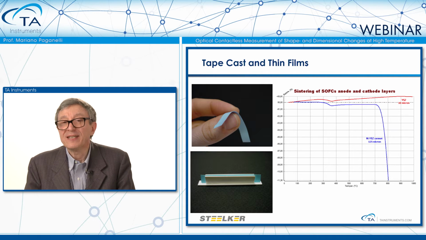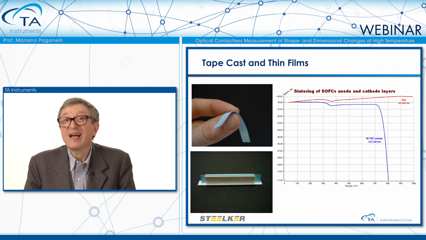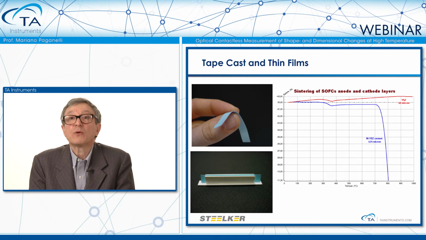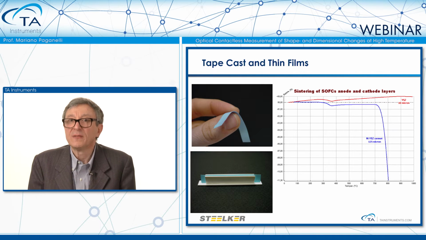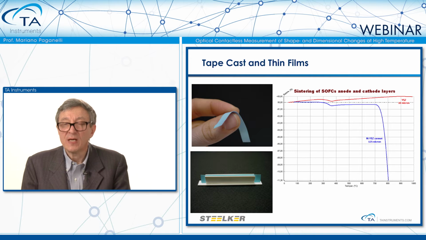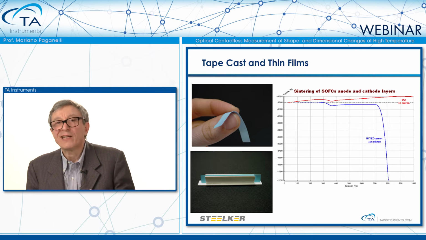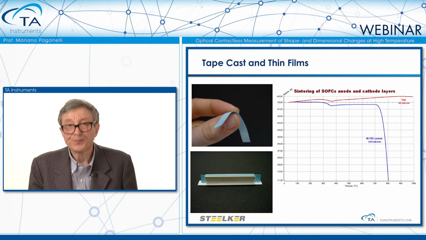The nice thing is that we can do this also on tape cast thin films, because we are not applying any pressure. So even if the film is 100 micron thick, even if the film cannot withstand its own weight because it's too soft, we developed a specific sample holder to keep it in place, and we can follow the dimensional changes during the heat treatment. This is like a dream for this kind of technology.